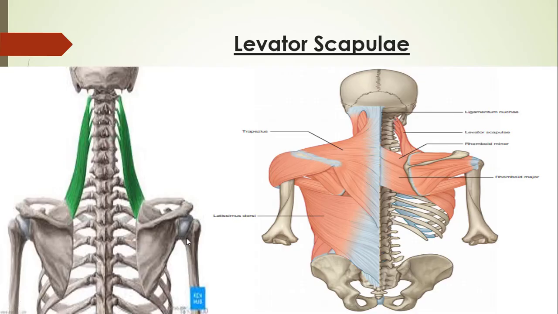Now, levator scapulae: shape, position, type of movement, origin, insertion, blood supply, nerve supply. It is slender in shape. The position: it descends from the transverse processes of the upper cervical vertebrae to the upper portion of the medial aspect of the scapula.